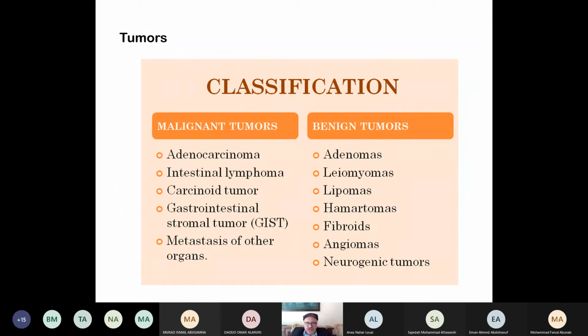Another cause in the small intestine is tumors. People tend to forget tumors as a cause in the small intestine because they are much rarer than colonic ones. But you can have the whole list of tumors in the small intestine: adenocarcinoma, lymphoma, carcinoids, stromal tumors or GIST, or benign ones, adenomas, lipomas, whatever omas.